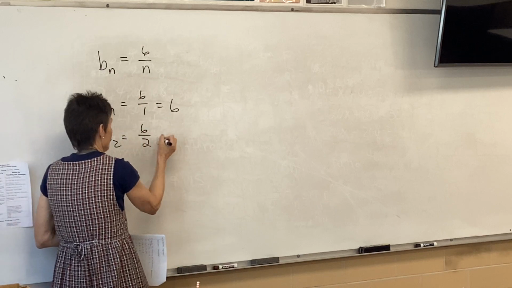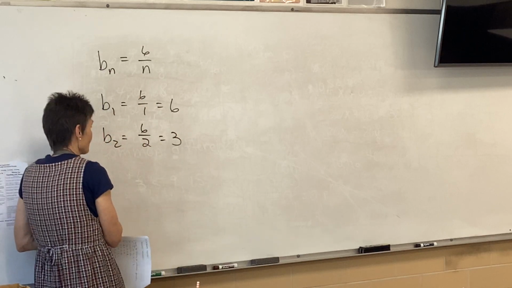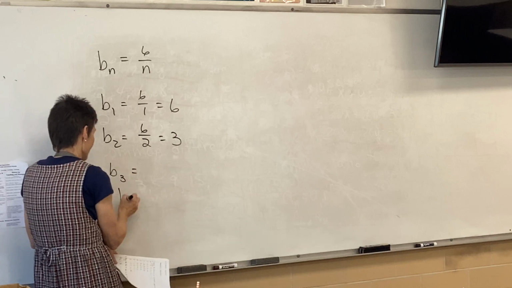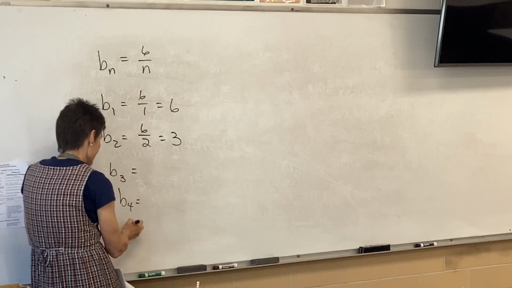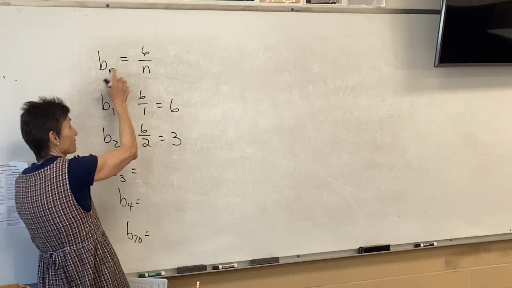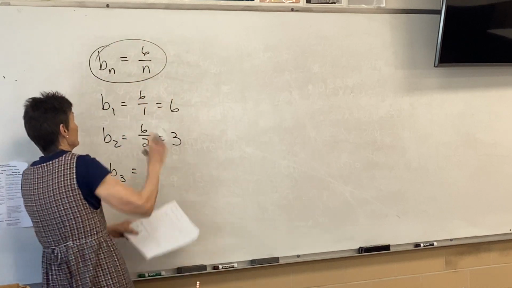6 over 2, which is 3, very good. And then what am I doing? B sub 3 and B sub 4. And B sub 7. All right, what will B sub 3 be? Now get used to using these formulas, guys.